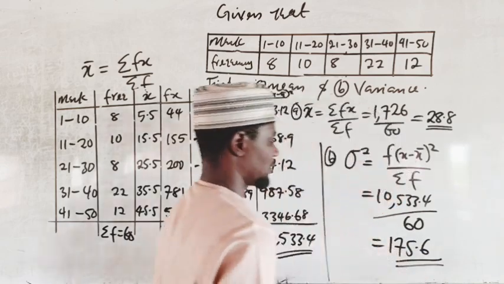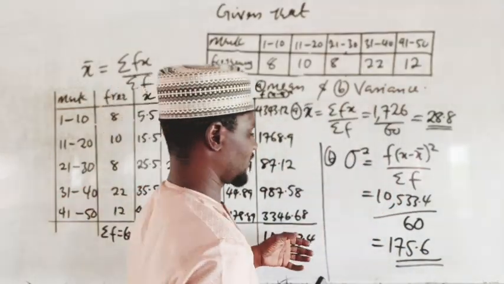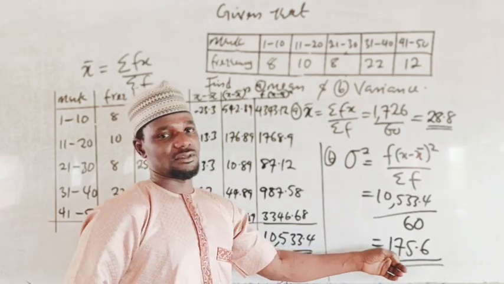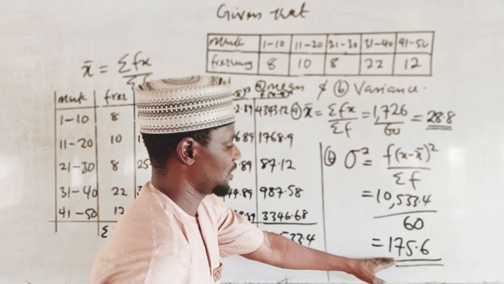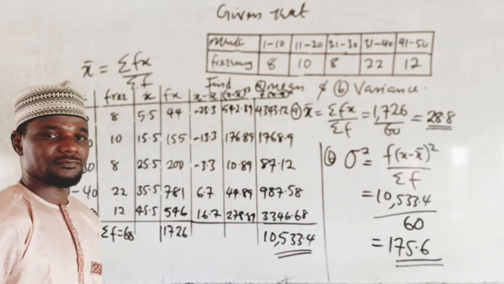This is the variance. If you want to find the standard deviation, then you take the square root of this. But this is actually the variance of this data.